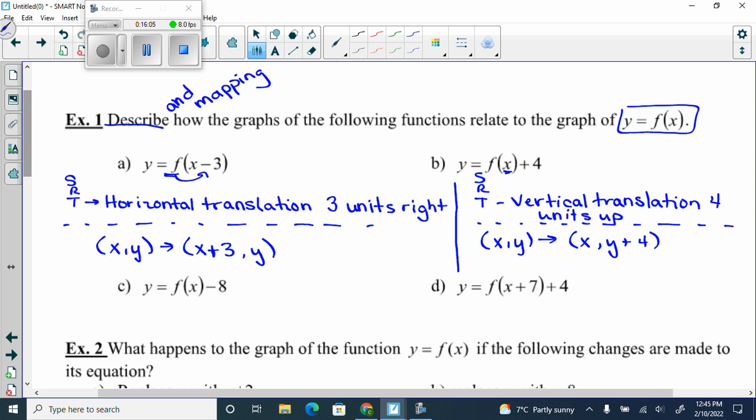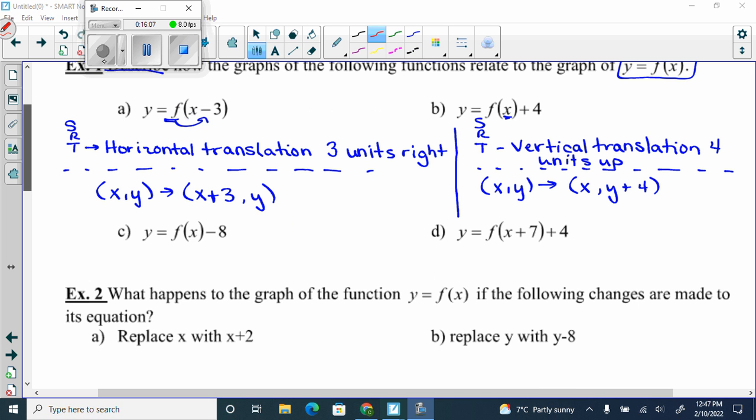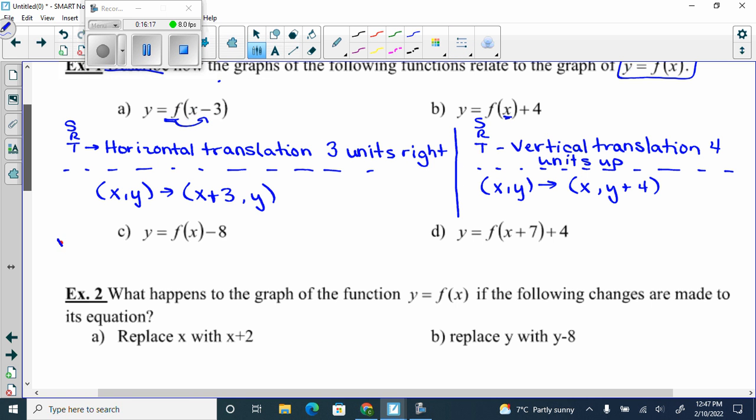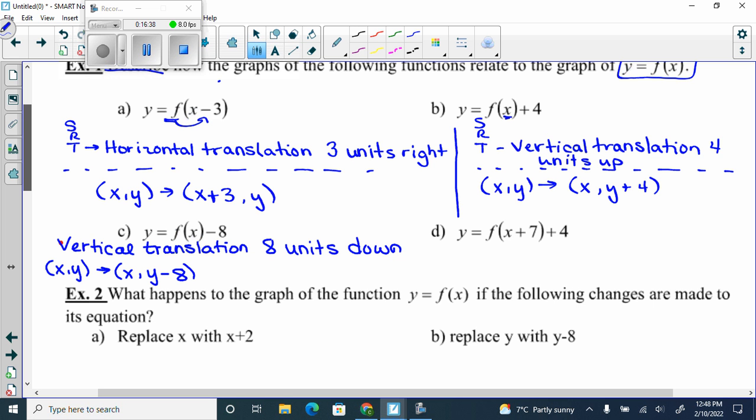You're doing C and D, same thing. State transformations and mapping. What about this one? It's only translations. What is it going to be? Vertical translation, yeah. Eight units down. And mapping, x, y becomes x and then y minus 8, because the y is the only one being affected because I'm moving down.